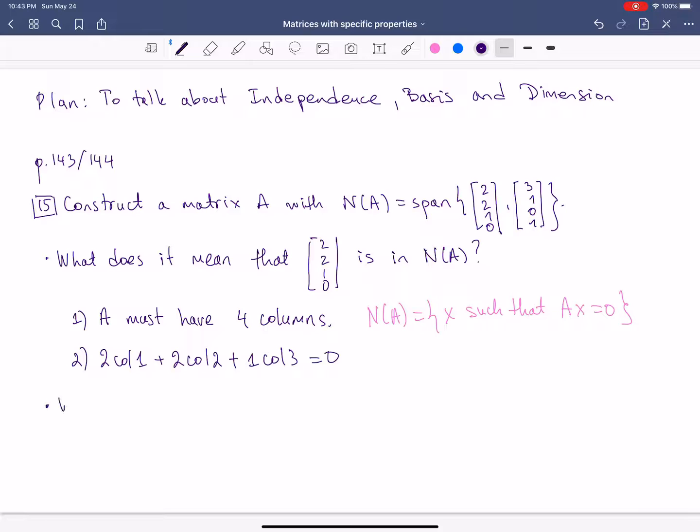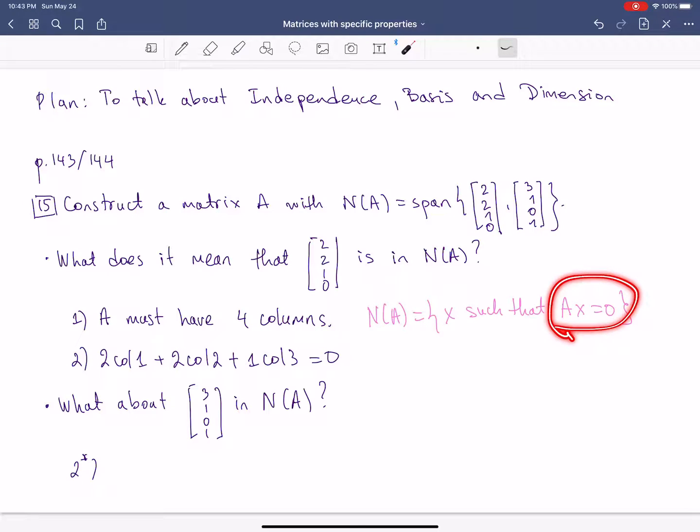Now, what about this other vector, (3, 1, 0, 1), in the null space of A? What does that tell us? Well, again, A must have 4 columns, so there is no contradiction there. If these two vectors were not with the same number of components, then definitely such an A does not exist. And this new vector is another X that satisfies the equation AX equals 0. So it tells us how to combine the columns of A to get a 0: 3 times column 1 plus column 2 plus column 4 equals 0.